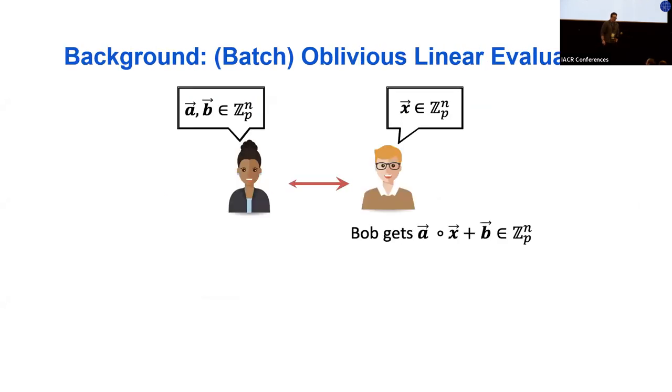So let's jump into some brief background. What is batch OLE? It's a two-party protocol between a sender Alice and a receiver Bob. Alice has two vectors A and B. Bob has a vector X. At the end of the protocol, Alice gets nothing, and Bob gets the result A times X plus B, where all the arithmetic operations are component-wise.